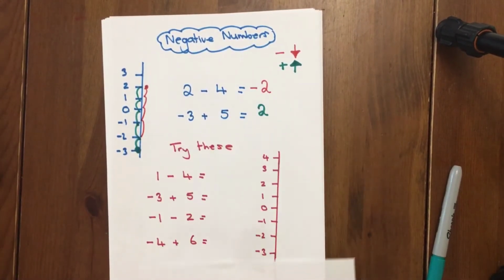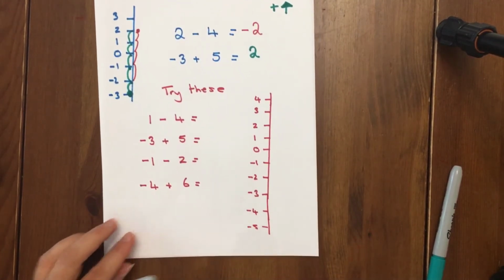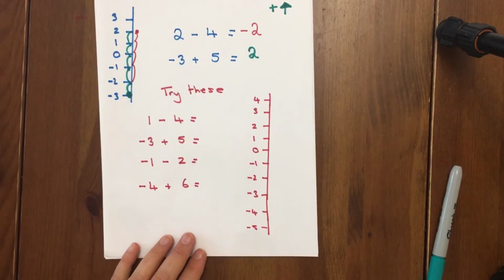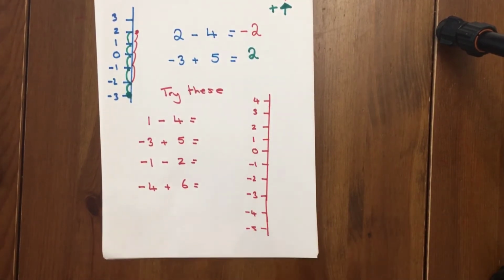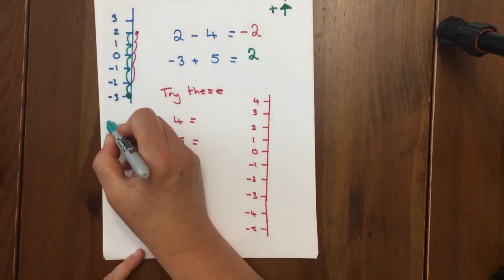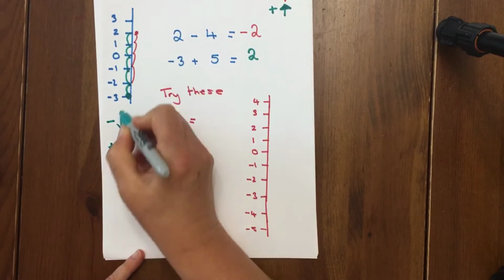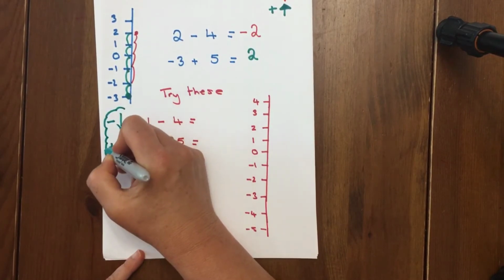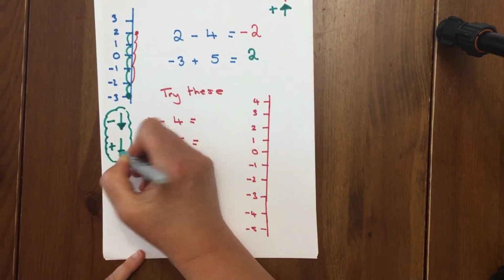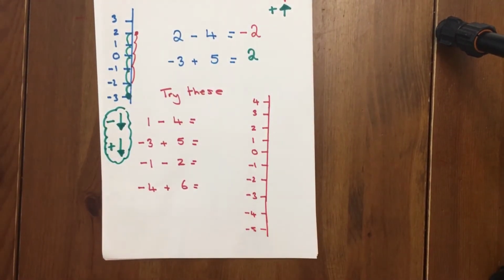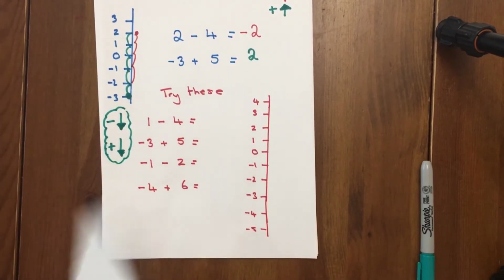So just have a go at these 4 questions now. You may want to draw a number line in your book just to help you. And remember, take away means you go down the number line, plus means you go up the number line. That's what you can write in your book as the key to the first part of this lesson. Right, pause the video, have a go please, and I'll go through the answers.